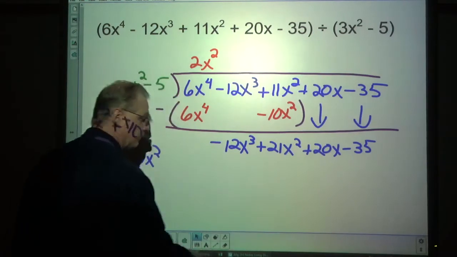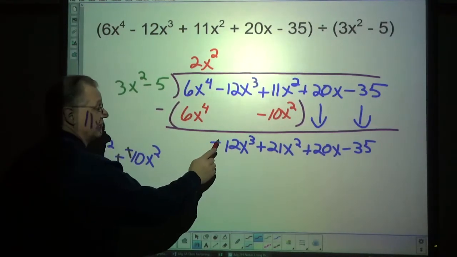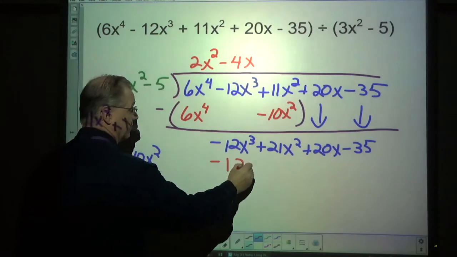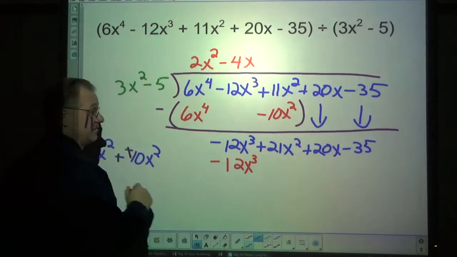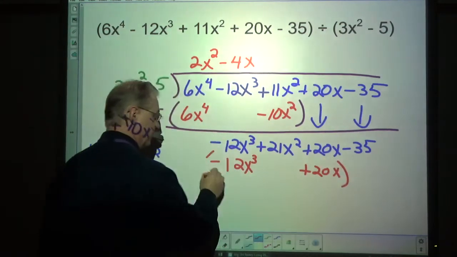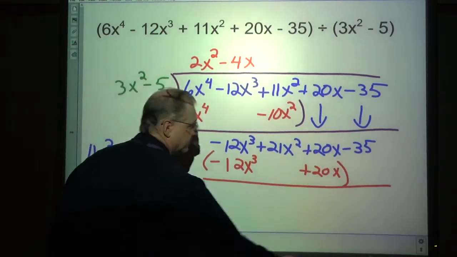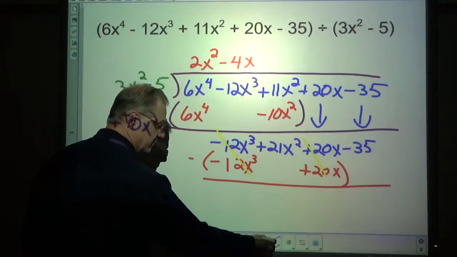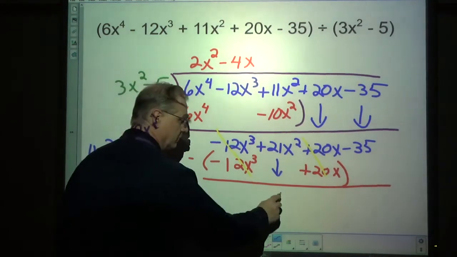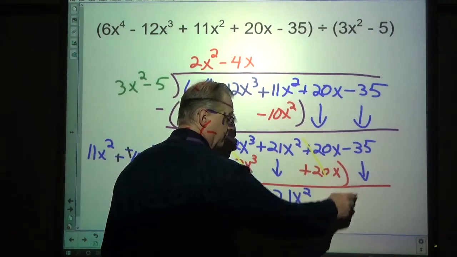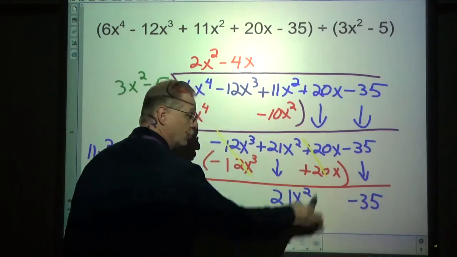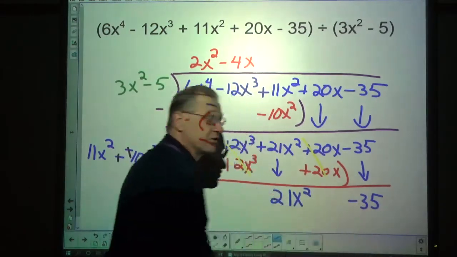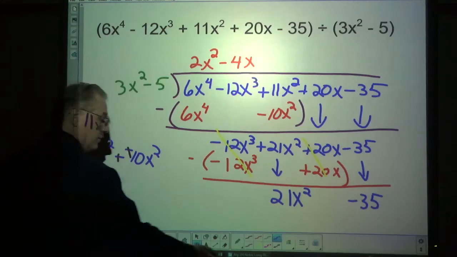All right. Repeat the process. What times 3x squared gives you negative 12x to the third, a negative 4x. Multiply them. Negative 12x to the third, positive 20x. All right. These cancel. These cancel when we subtract. I'm just going to bring this straight down because it has nothing to subtract with. I'm going to bring this down. And you could put a 0x squared, but because we're missing one each time, we're probably going to miss it again. If you want to, you could put that 0x squared in.